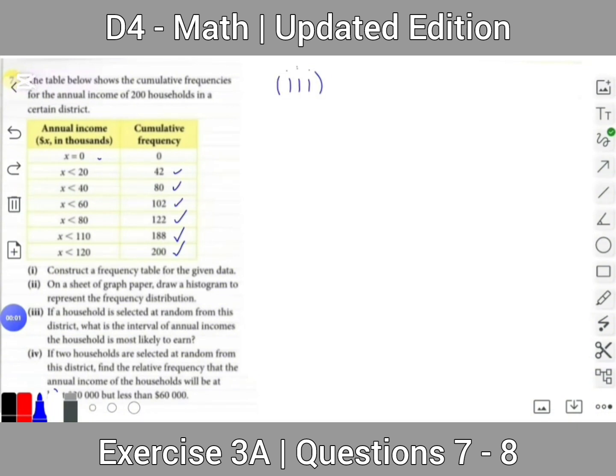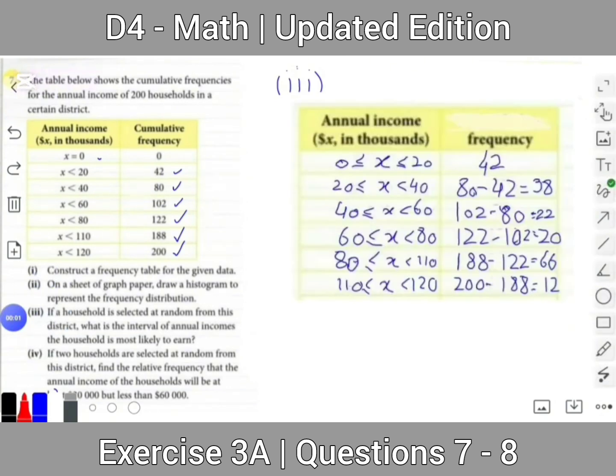Now for part 3, if a household is selected at random from this district, what is the interval of annual incomes the household is most likely to earn? So we have to find out the interval of annual incomes from the frequency table that the household is most likely to earn.